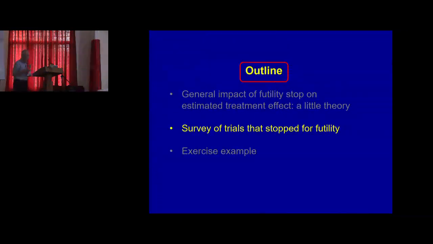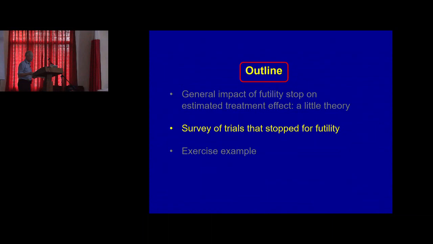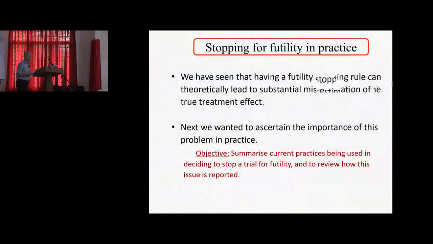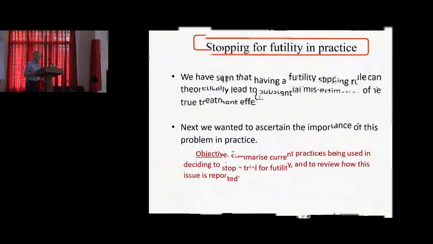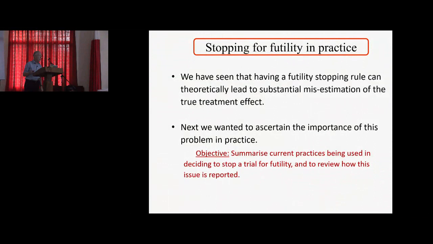give up on that and move on to the next part of the session, where now we've seen the theory. Let's have a look at what's actually going on there in terms of the literature for trials that have actually stopped. So, to orient you, we've seen already that having a futility stopping rule can lead to substantial misestimation of the treatment effect, particularly in studies that do stop. But now you want to find out whether this really matters in practice. So it's very similar to what we did yesterday by looking at samples of actual studies.